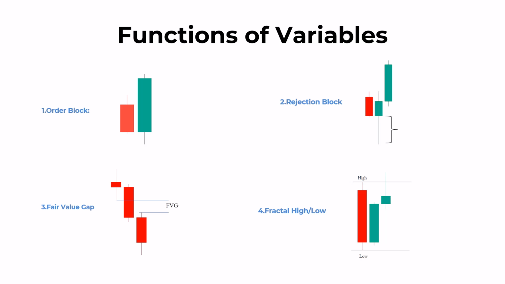Trouble area. Fractal points or fair value gaps can act as zones where price might stall or reverse. These are key for setting your stop losses or take profits.